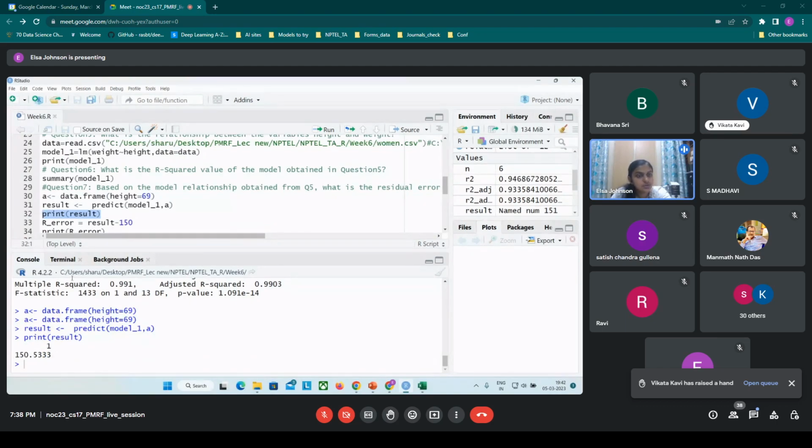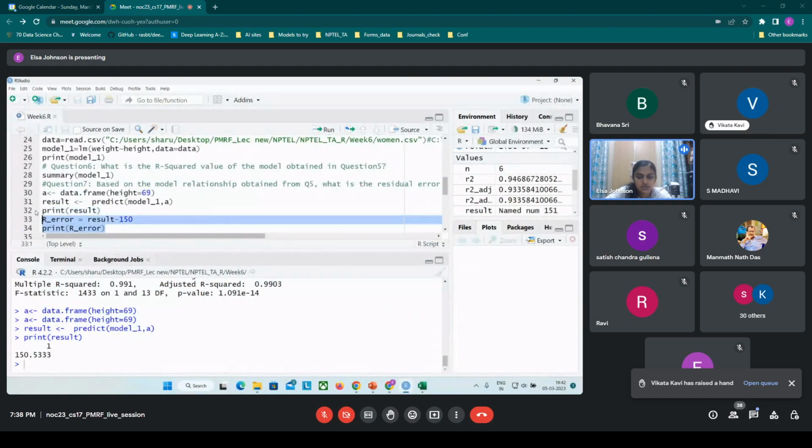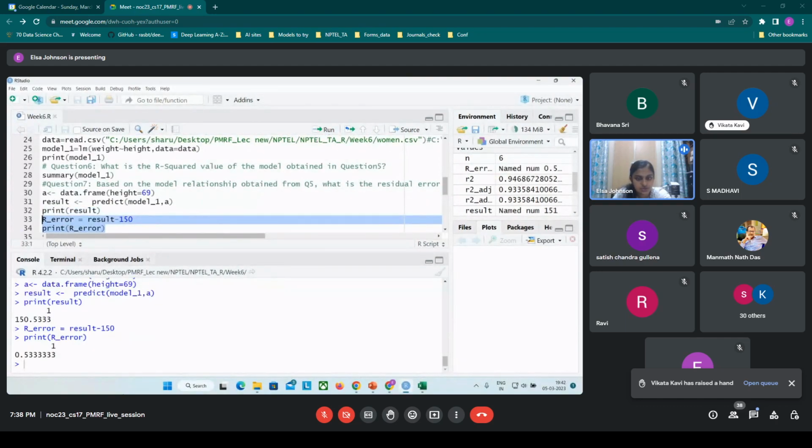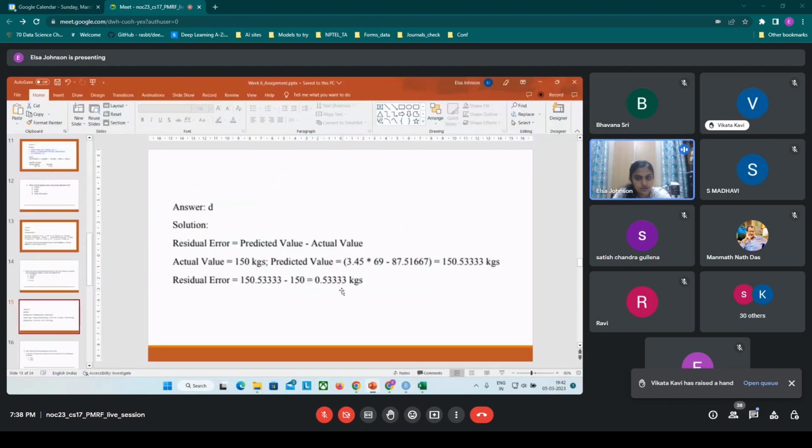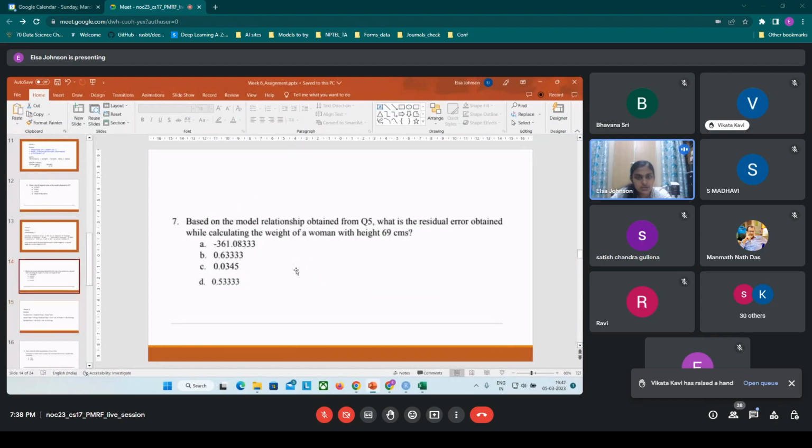Now residual error means this result minus 150, and if you print the residual error, it comes to 0.533. So this answer is it. The residual error obtained while calculating the weight of a woman with height 69 is 0.53333.